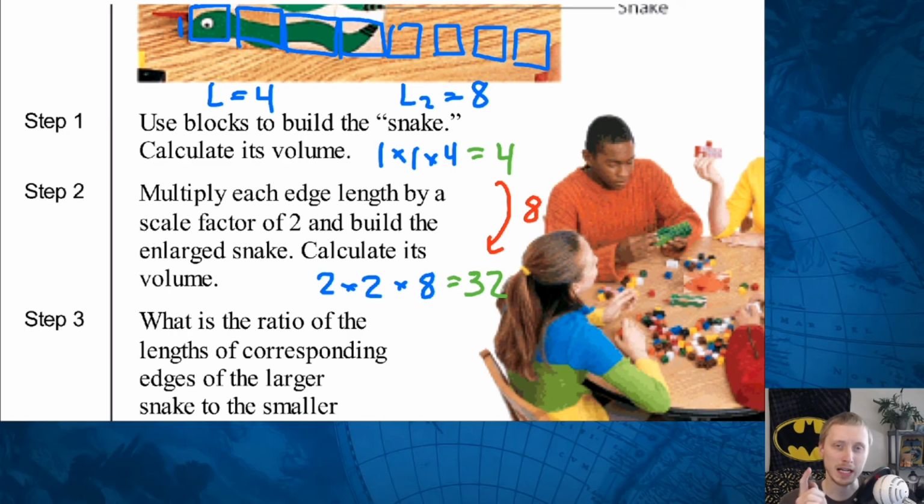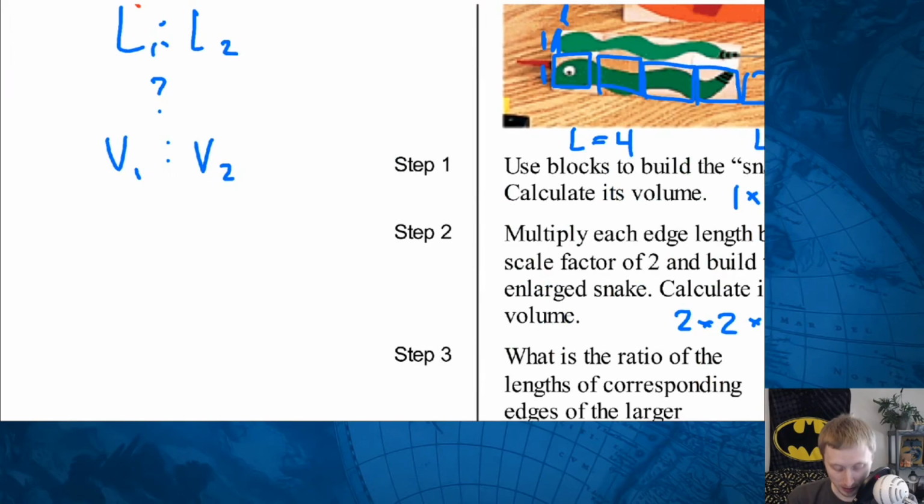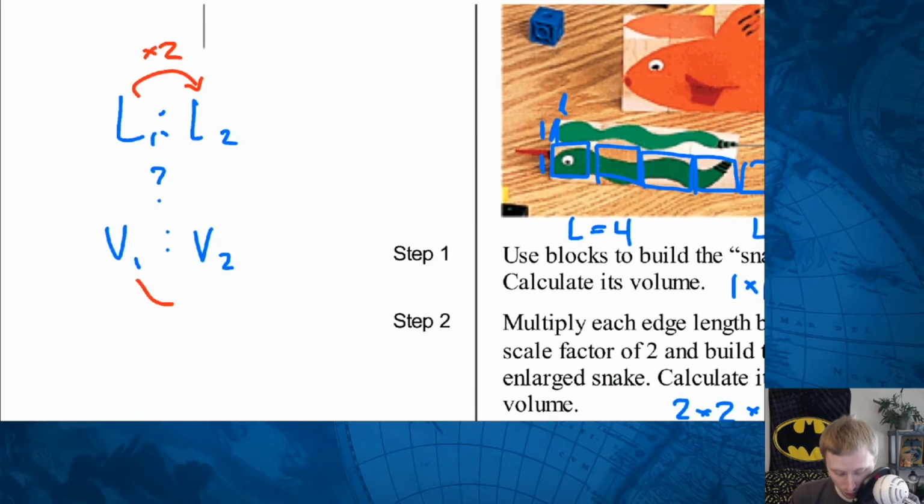So even though I doubled each length, the volume is multiplied by 8. That is a drastic difference. Instead of times 2, it's now times 8. Where do you get 8?